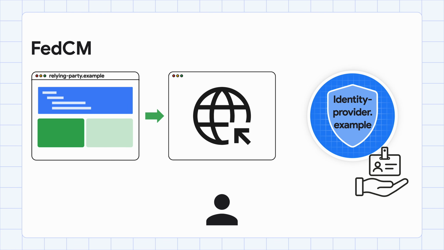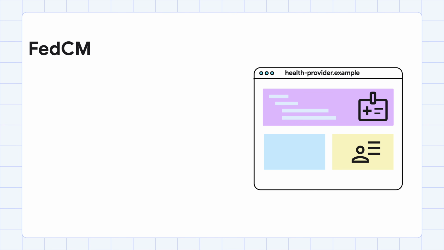The key innovation of FedCM is that it puts the browser in the middle. The browser serves as a trusted mediator between the user, the relying party, and the identity provider. This means that before the user data is shared between the parties, the browser steps in and asks for user permission. This gives the user more transparency and control over their data in comparison to using other primitives like iframes or third-party cookies.